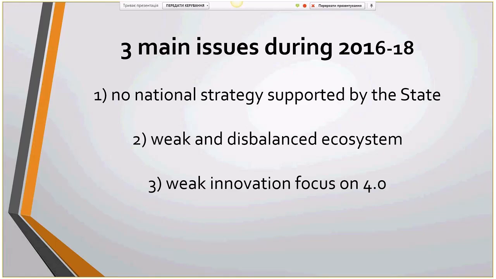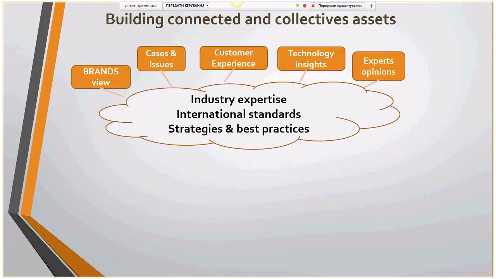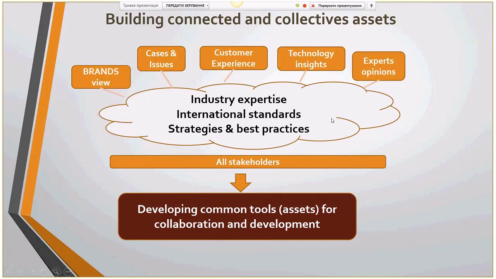And typically in such a situation, our association acts like a facilitator. Our core capability is really to build such a collective asset. So we have information and we facilitate collaboration between different actors like international vendors, local producers, and so on. We have access to all local cases and issues. We know the customer experience. We make technology insight, expert opinion, and so on. All that is to provide and to know what the industry expertise is by different branch, how to apply international standards, and we define strategy and best practice. And having all that, we are able to develop common tools or assets for collaboration, developers, or the ecosystem.